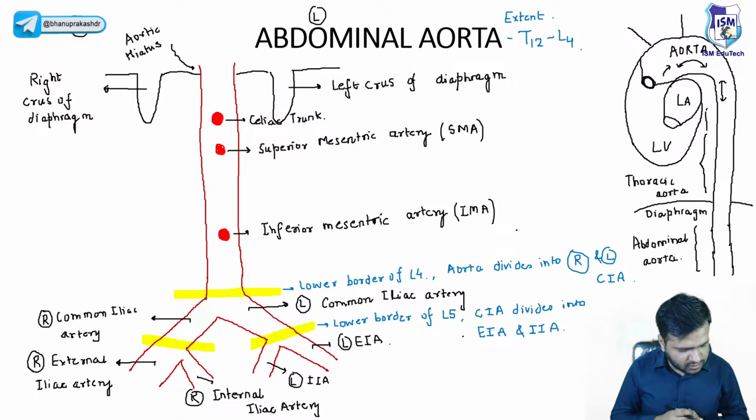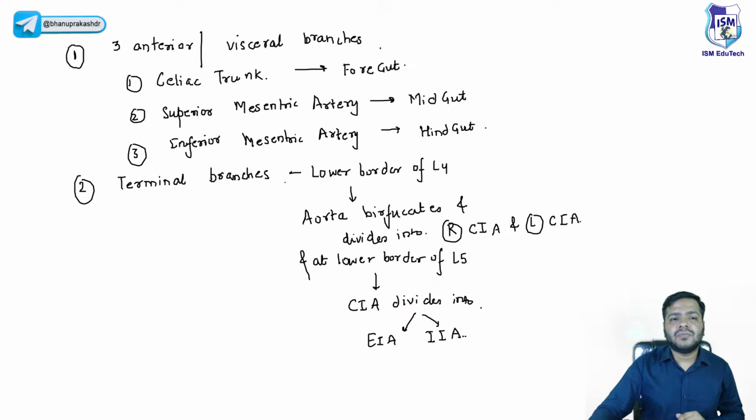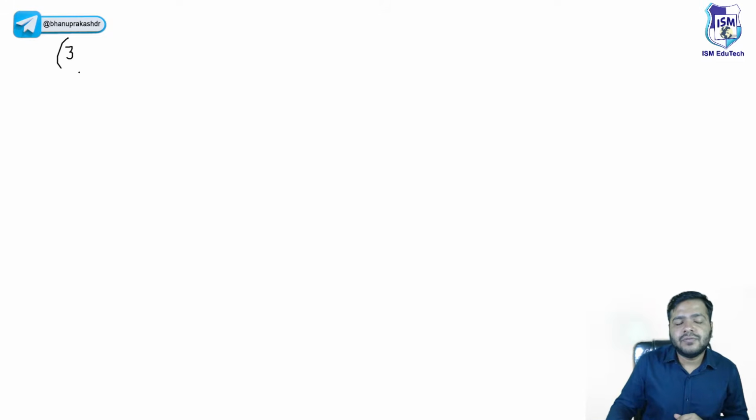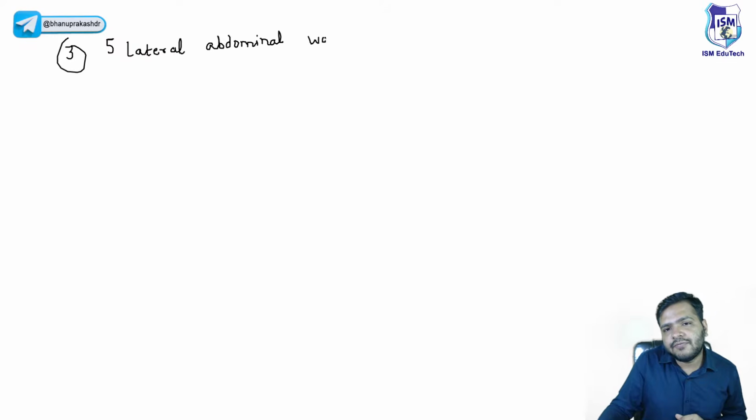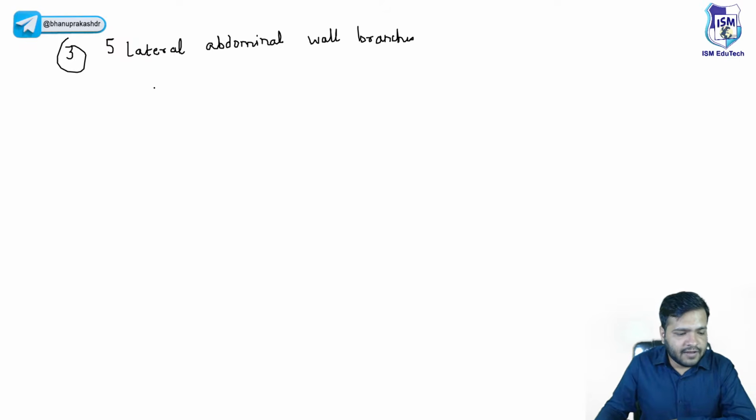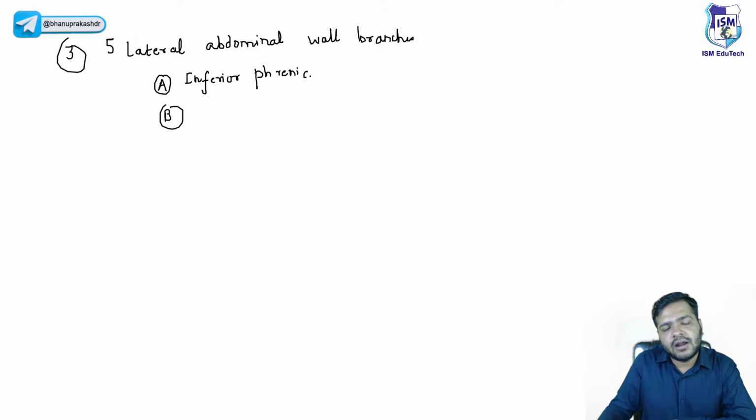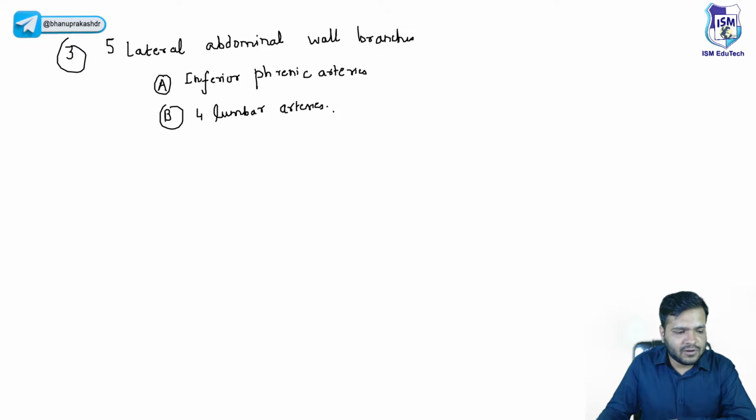Now when I say abdominal wall, everyone is right. So let us first write it down and then I will also explain in the diagram. The third is the 5 lateral abdominal wall branches. And you already know that we have 2 over here: the inferior phrenic arteries, and the 4 pairs of lumbar arteries.